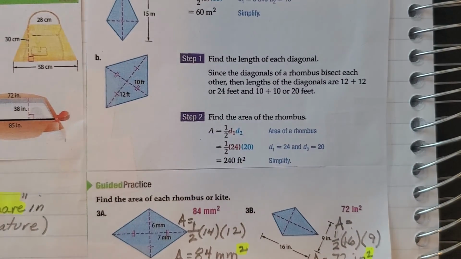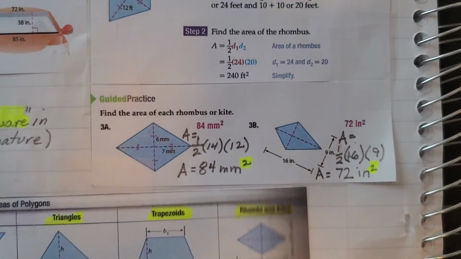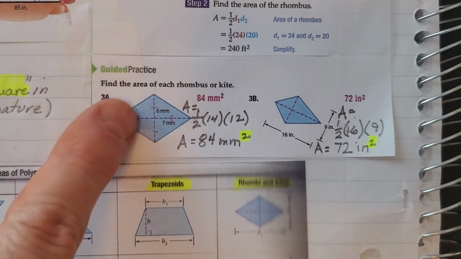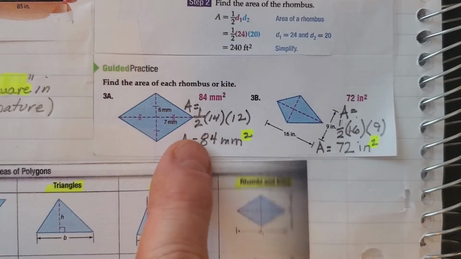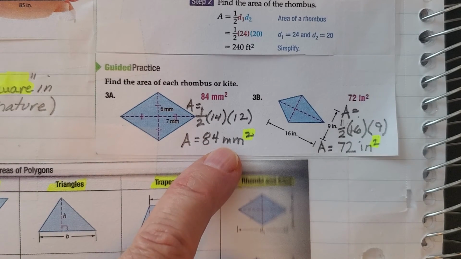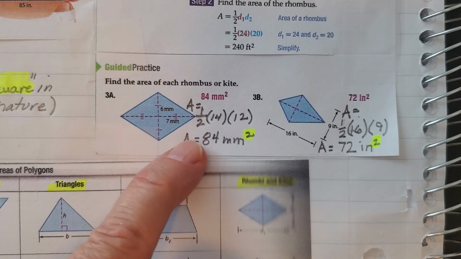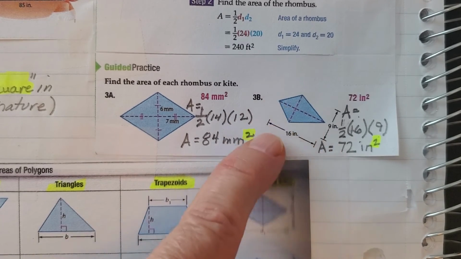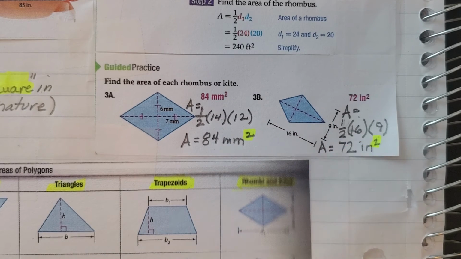So if we take that knowledge into these two examples here, we have diagonals of 14 millimeters and 12 millimeters. So 14 times 12 divided by 2, or 1/2 times 14 times 12, gives 84 millimeters squared. There's your answer. That's how we get it. Remember, square in nature. In this case, they already give you the diagonals, 16 and 9. So multiply, take half of that, and you get 72 inches squared for your units.